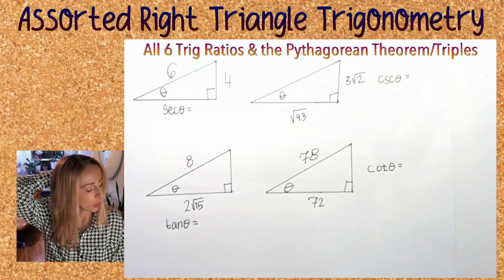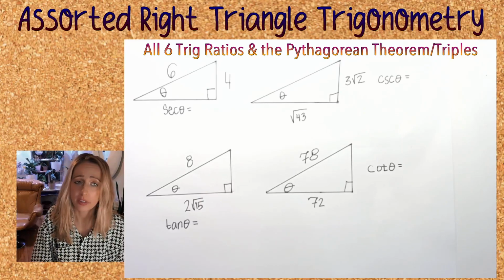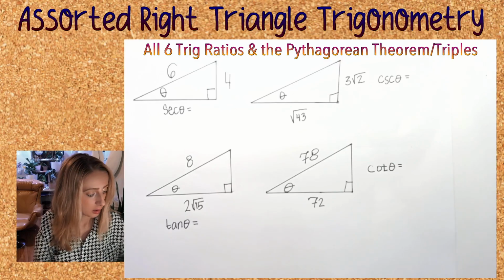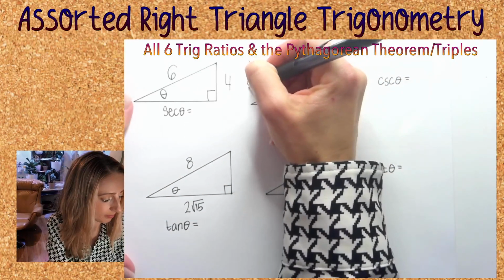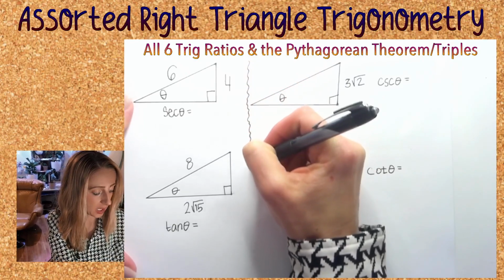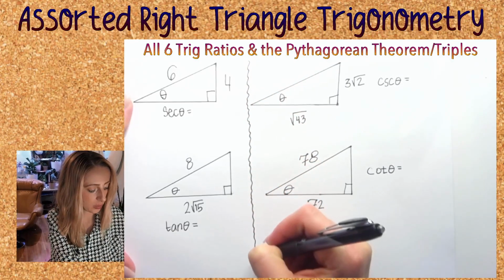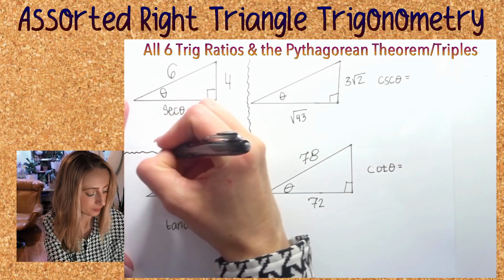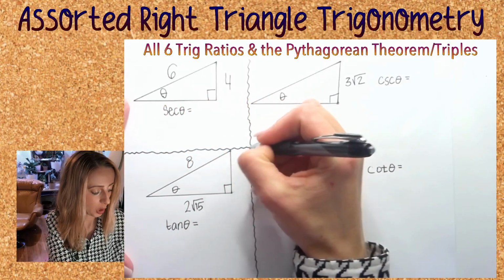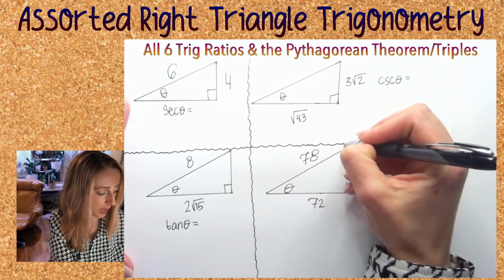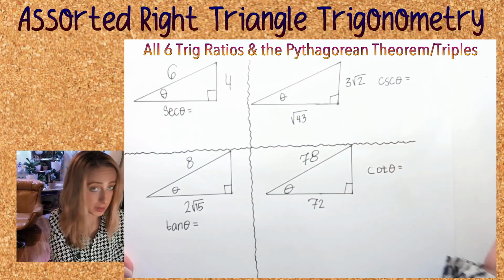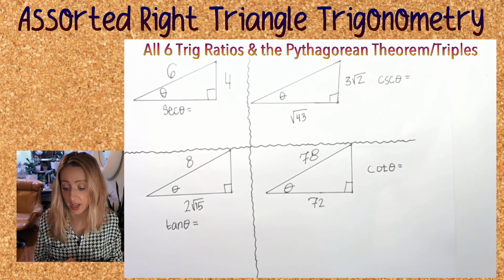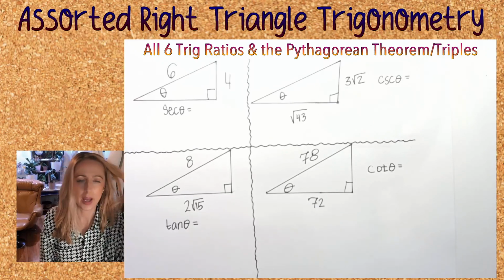Hey everybody, in this recording we are doing just really assorted right triangle trigonometry. It's basic, non-specific, I guess we could say. If there's an assortment here, we might see a Pythagorean triple, we might see basic Pythagorean theorem, we might see cases where we can scale down, we might see cases where we should scale down and all that good stuff. So let's go ahead and get started.